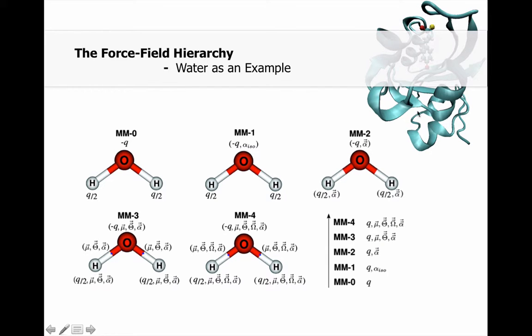We can include an anisotropic polarizability. We can go on and include atomic dipoles and quadrupoles, and we can also go on and include atomic octupoles and have expansion centers also at the bond midpoints. So by this we define such a hierarchy of force field methods that can be used to systematically improve the accuracy of our embedding potential.